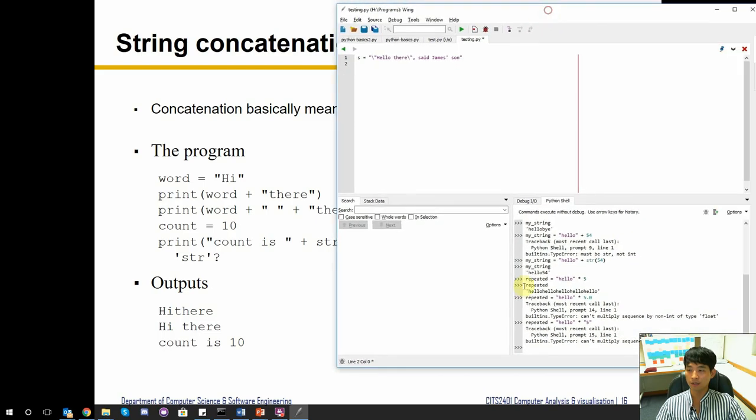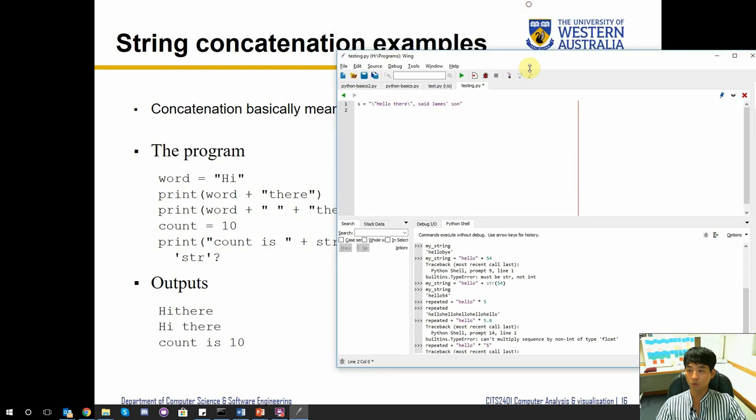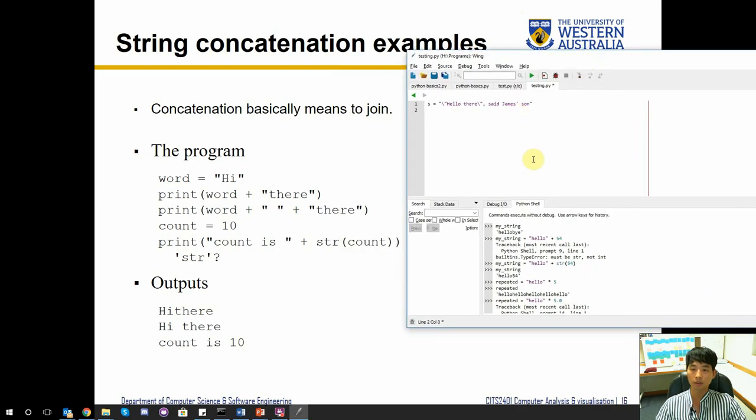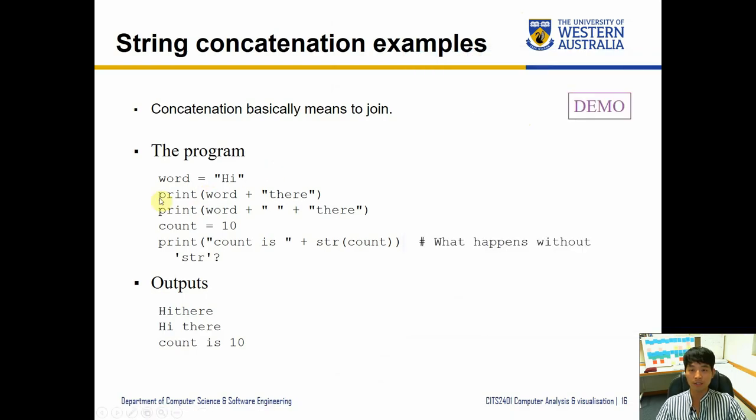Okay, so let's concatenate some strings. We've already seen some examples, but let's do a few more. Word equals hi. Print word plus there is going to put the word hi here and then concatenate it together without any space. So you can forcefully insert space by adding a space into the equation. Alternatively, you can just add a space before there, then you will only need two arguments for this print function.